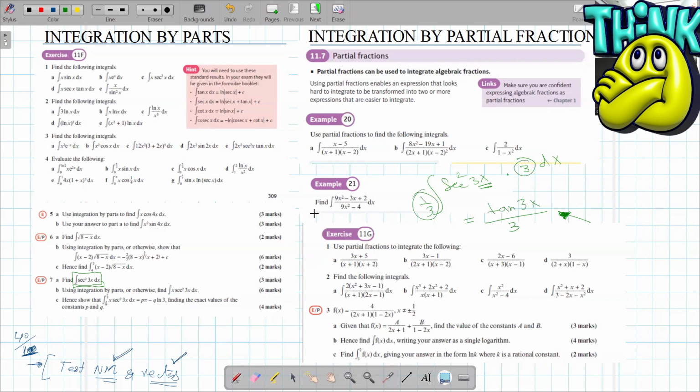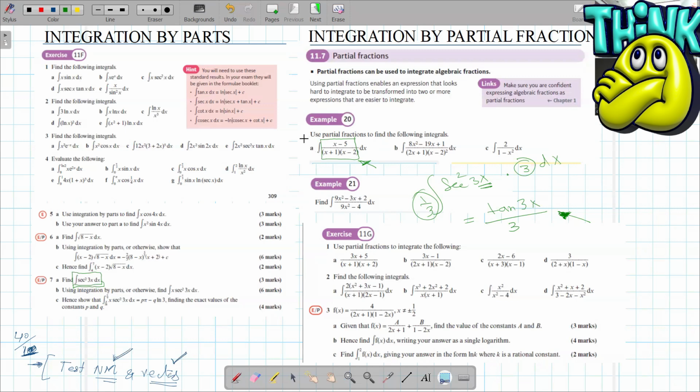So the next is integration by partial fractions. Partial fractions is simply how we can integrate these types of fractions, rational functions. If we have rational functions like this, then we can integrate by resolving into partial fractions. So you know about how to resolve into partial fractions.